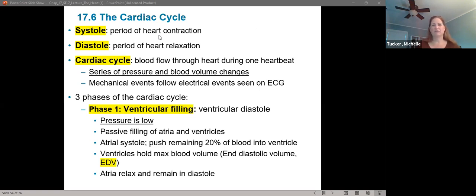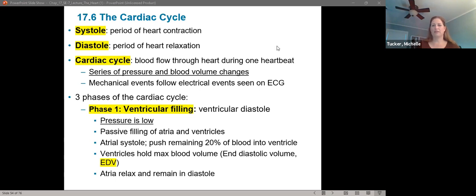systole is equal to contraction. So something's contracting. If we have atrial systole, we have the atria contracting. If we have ventricular systole, the ventricles are contracting. For diastole, this is when the heart is at rest, so the atria are at rest or the ventricles are at rest. The cardiac cycle is the blood flow through the heart during one heartbeat.